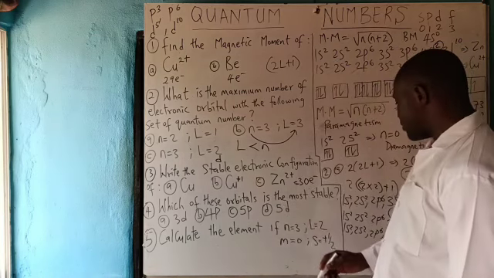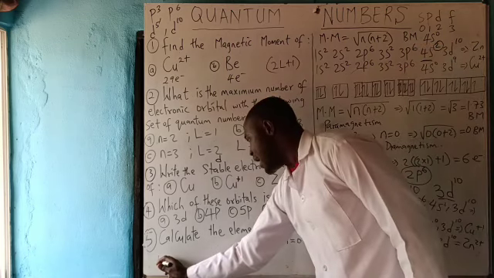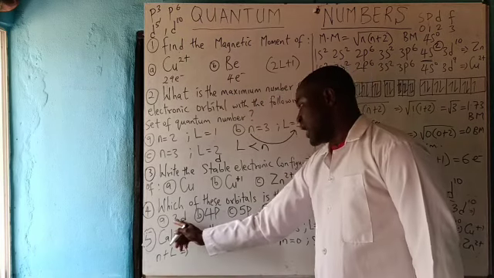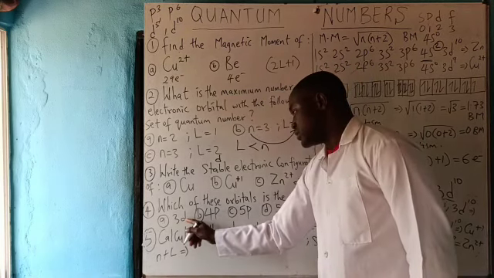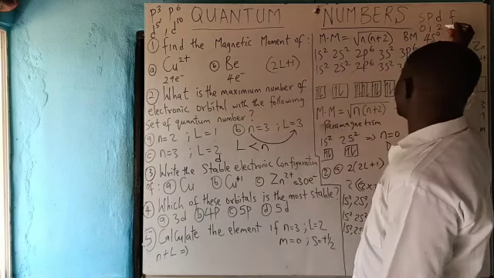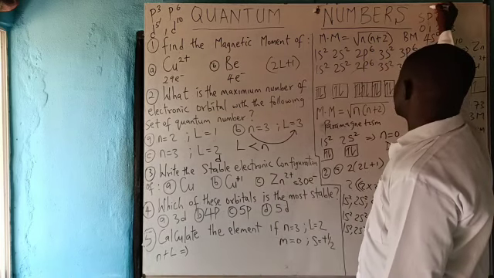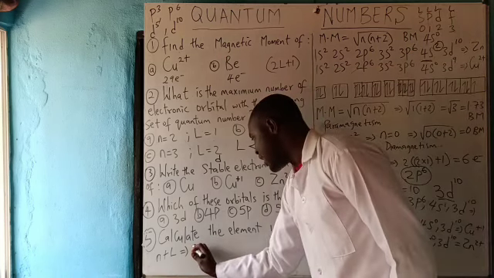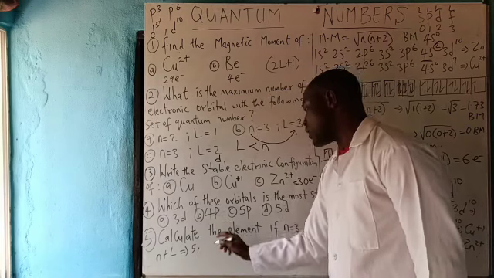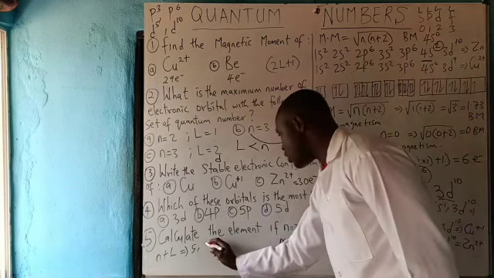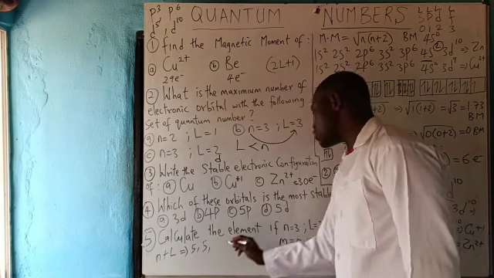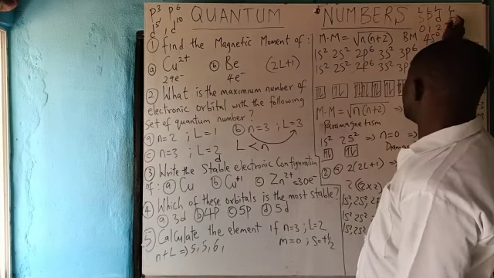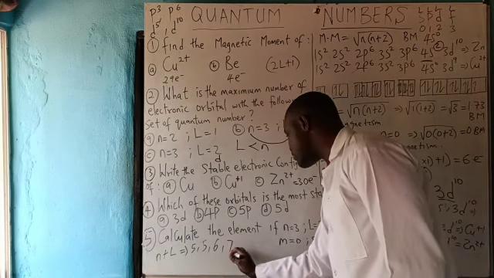How do we calculate the stability? We say N plus L. Calculate their N plus L. N of this is 3, L of this is 2, and so 2 plus 3 is 5. 4 plus 1, P is 1, so 4 plus 1 is 5. 5 plus 1 is 6. 5 plus D, what is your D? D is 2, so 5 plus D is 7.